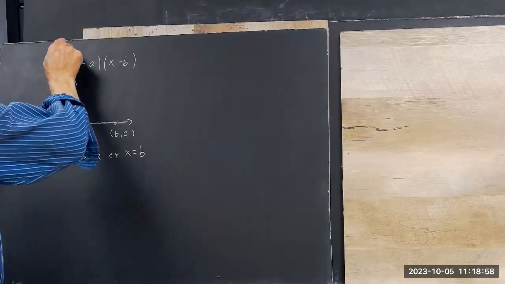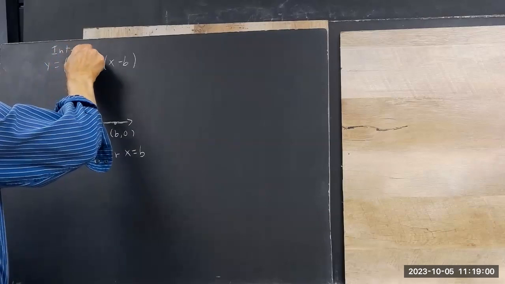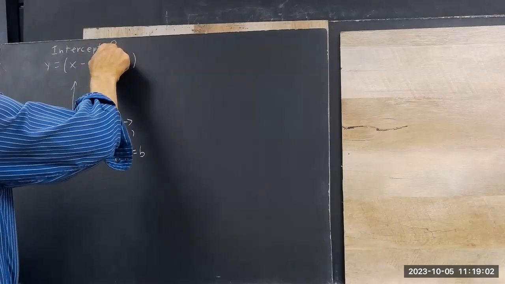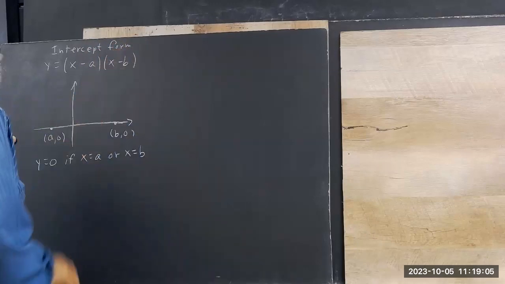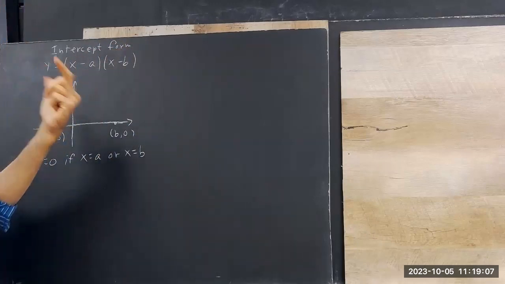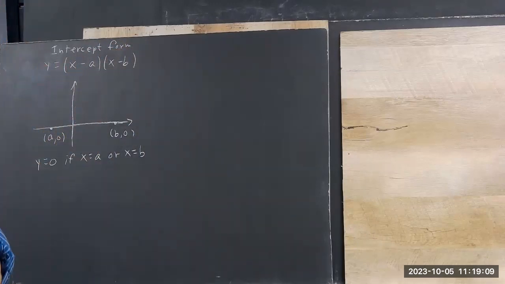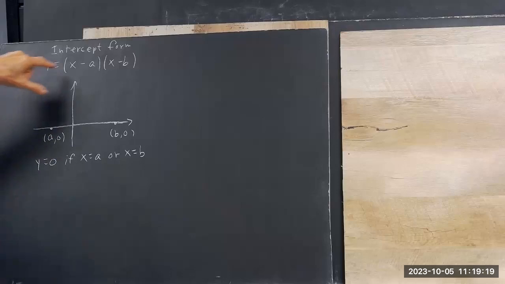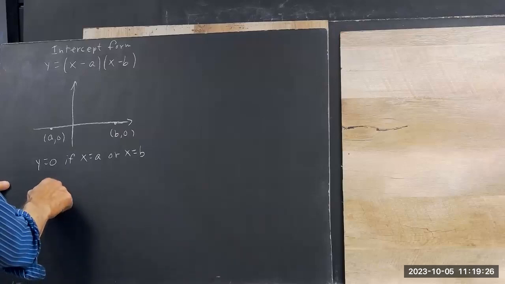So this is intercept form. I've always called it factor form. I never really used the term intercept form, but I like it. So I'm going to use it. And Open Math uses it, so I probably better use it. Okay, so intercept form, x minus a times x minus b. Now, what's the y-intercept?